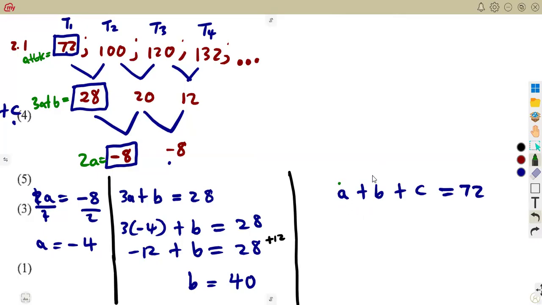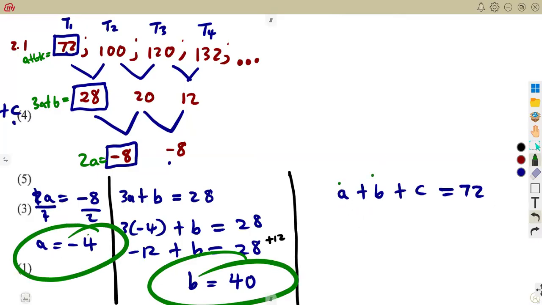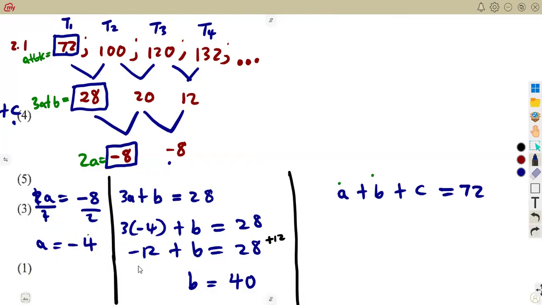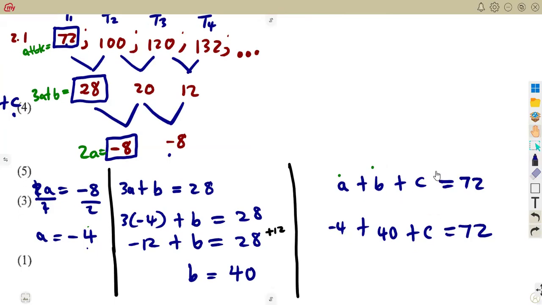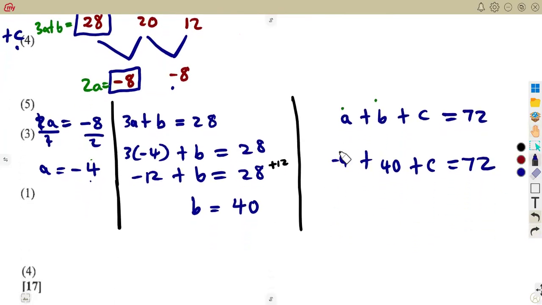We have the value of A and the value of B that we calculated, so we substitute in place of A. That is minus 4 plus B, which is 40, plus C, equal to 72. Remember, we do not have a substitute for C, that is the value that we need to calculate. Let us add these two: positive 36 plus C is equal to 72. Taking the 36 to the other side, it becomes negative. Therefore, C is equal to 36.